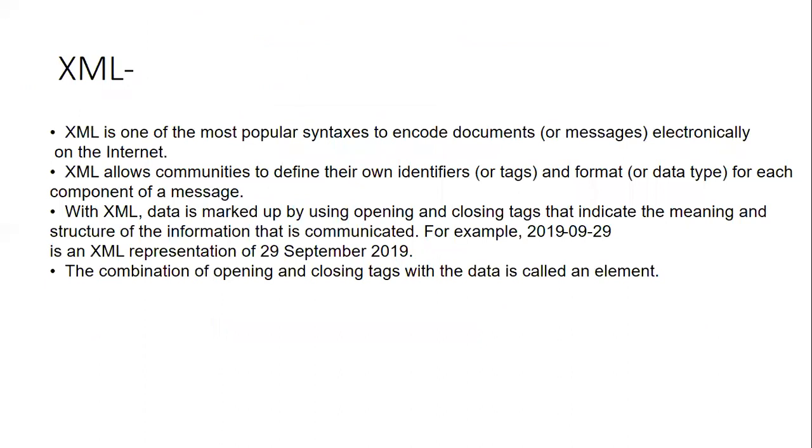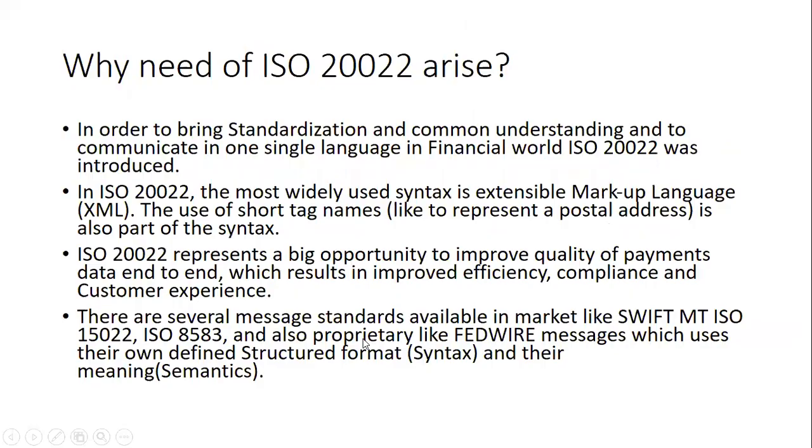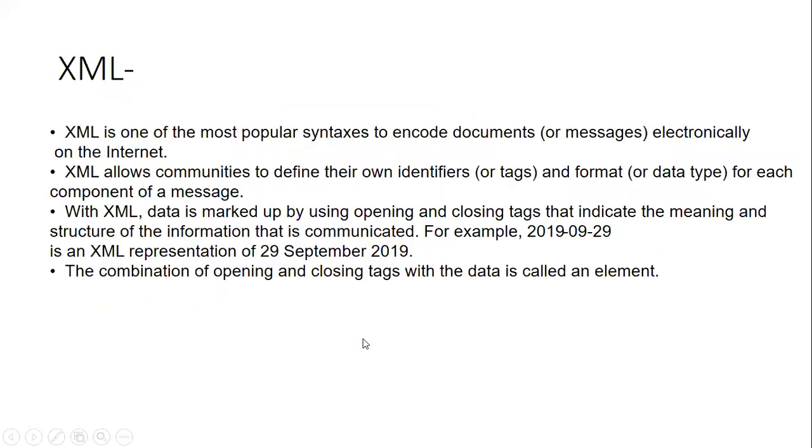With XML, data is marked up by using opening and closing tags that indicate the meaning and structure of the information that is communicated. For example, 2019-09-29 is an XML representation of 29 September 2019. So I have taken this example over here. If it uses 2019-10-29 on the interbank settlement date, then it's used as the interbank settlement date for that currency to be paid to the bank.